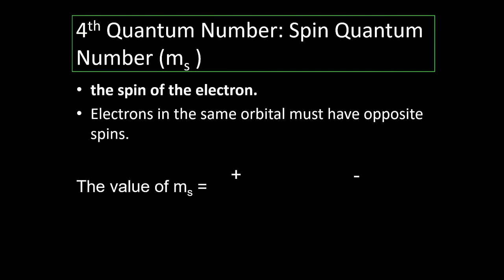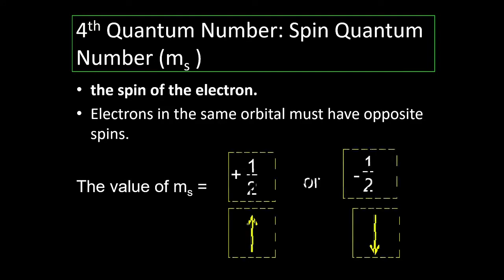Okay? So, take note, the value of M sub S can be positive 1/2 if the last arrow placed is arrow up. If the last arrow placed is arrow down, it's negative 1/2. Okay? Now, let's apply everything.